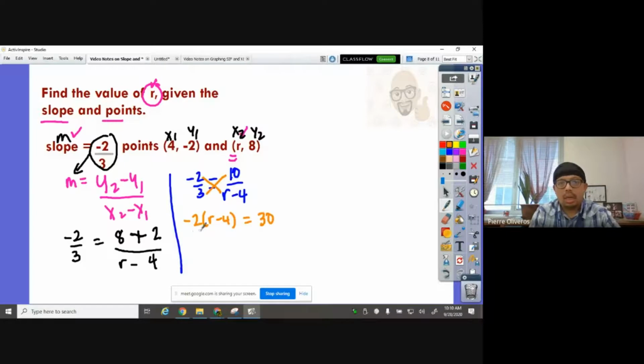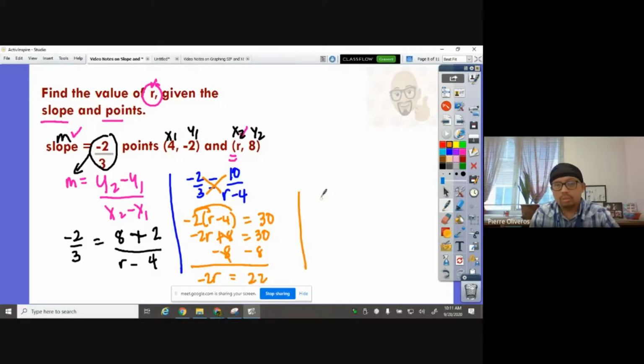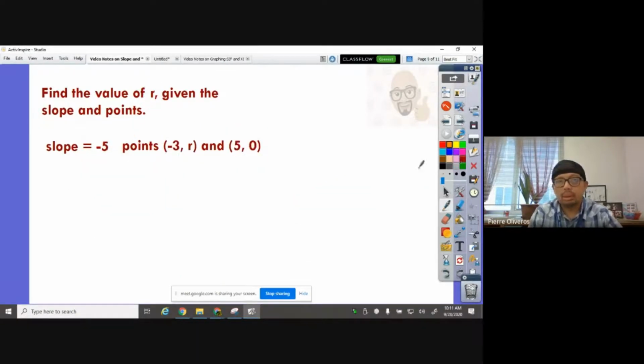You can distribute, or you can divide it by negative 2. I'm going to show you how to distribute instead. Negative 2r plus 8 is equal to 30, and we're going to solve for r here. Minus 8: negative 2r is equal to 22. If you divide everything by negative 2, the answer is negative 11. So the value of r will be negative 11 if the slope is negative 2/3 and the rest of the given points. Okay? Kaboom. Let's go to the next one.